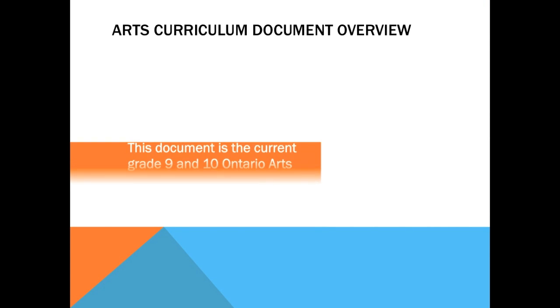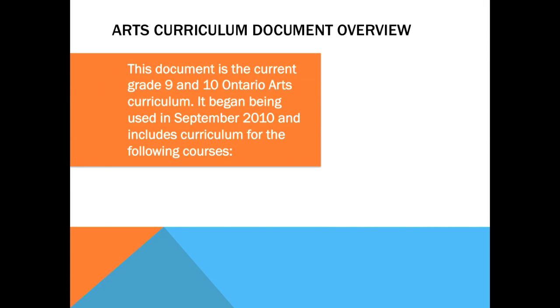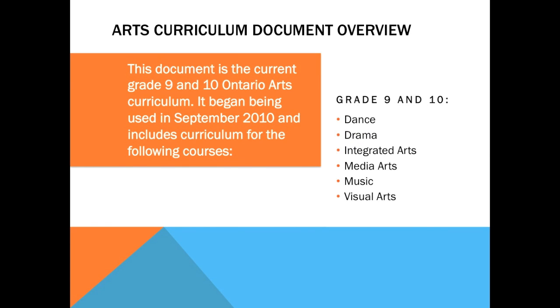Arts Curriculum Document Overview. This document is the current grade 9 and 10 Ontario Arts Curriculum. It began being used in September 2010 and includes curriculum for the following courses. It includes grade 9 and 10 dance, drama, integrated arts, media arts, music, visual arts curriculum.